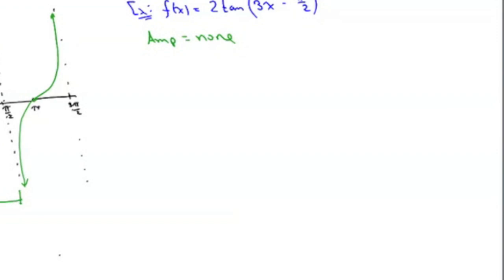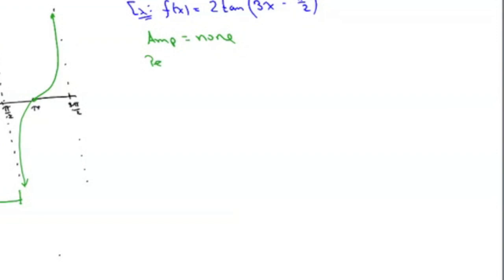Wait, so it won't stretch it or anything? Well, it'll make it a little bit taller, but the general shape won't change. It'll look just like that. If I say 2 times tangent, it looks like that second green graph. I don't have a point saying where 1 was to begin with.